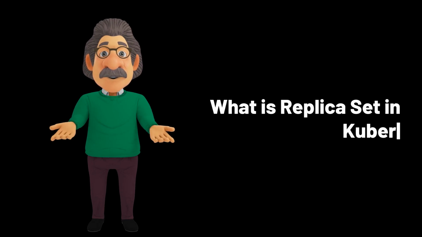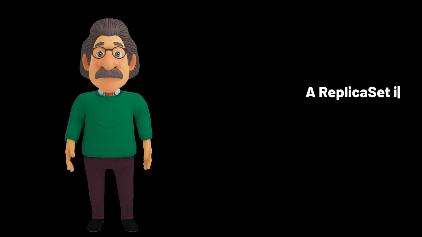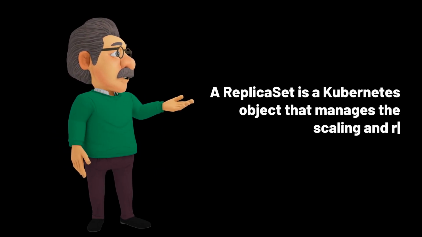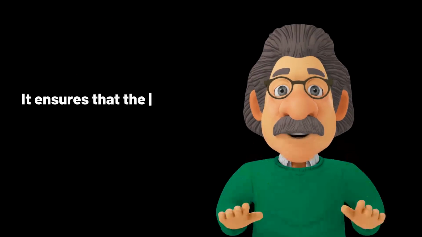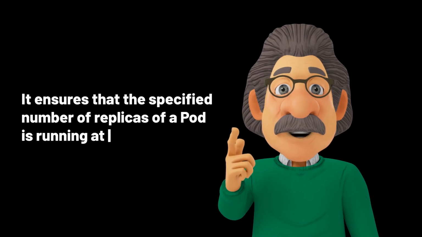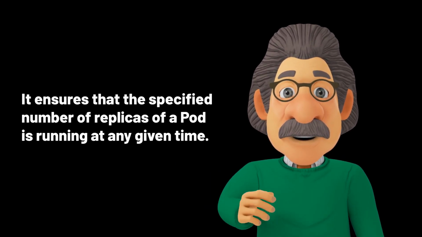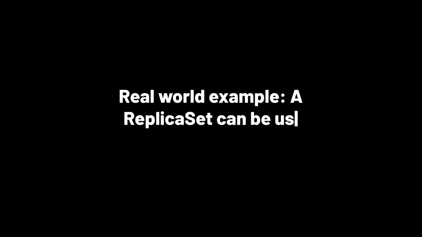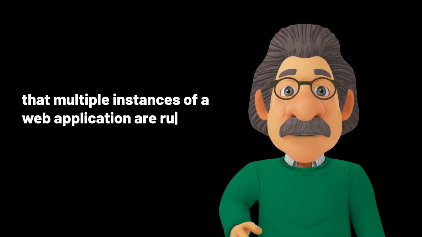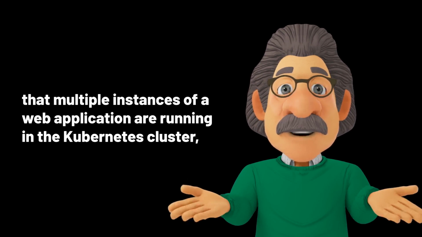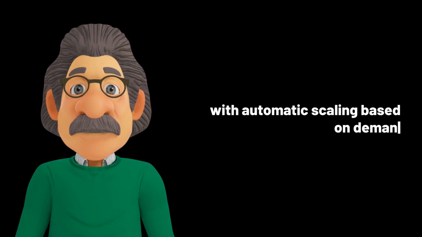What is replica set in Kubernetes? A replica set is a Kubernetes object that manages the scaling and replication of pods. It ensures that the specified number of replicas of a pod is running at any given time. Real-world example, a replica set can be used to ensure that multiple instances of a web application are running in the Kubernetes cluster, with automatic scaling based on demand.